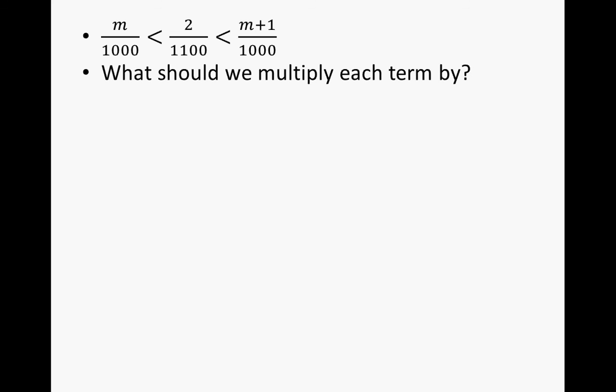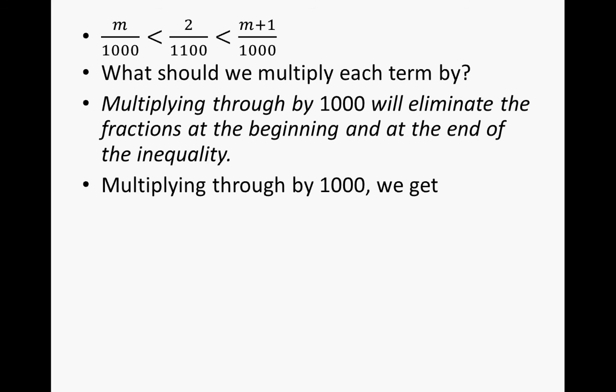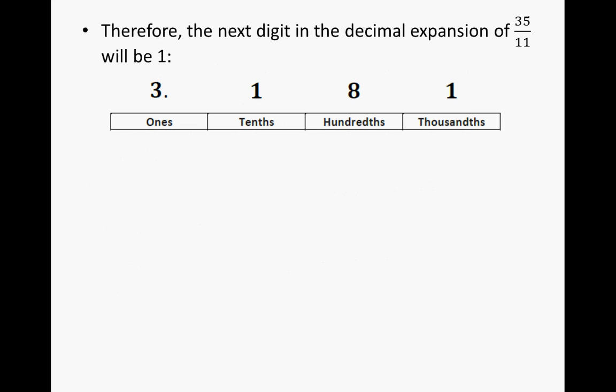So what do you think we should multiply each term by? If you said 1,000, you are correct. That will eliminate the fractions at the beginning, in the middle, and at the end of the inequality. So multiplying through by 1,000, we get m is less than 20/11ths is less than m plus 1. However, we already know that 20/11ths is equal to 11/11ths plus 9/11ths, and therefore we have 1 plus 9/11ths. This should look familiar. So the next digit in the decimal expansion of 35/11ths will be 1 again.